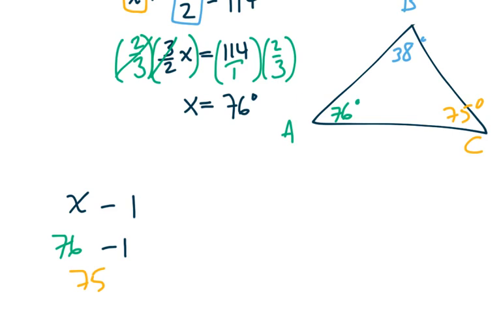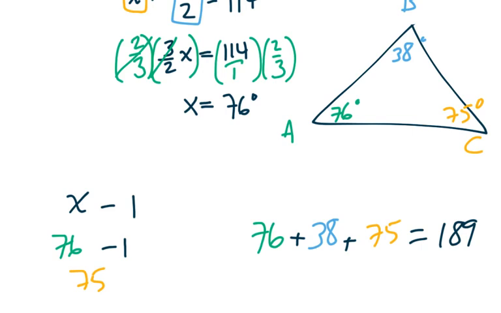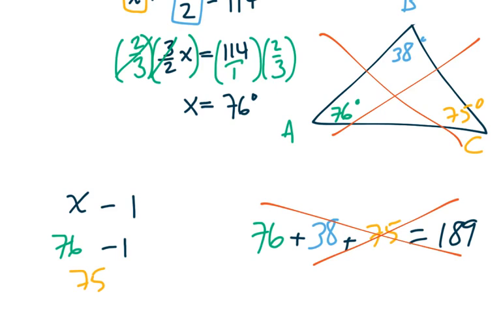So the problem is that when you add 76 plus 38 plus 75, you end up with a total of 189. So you can't have that in a triangle. A triangle can never go above 180 degrees. So these angles, the way they're described here algebraically, cannot form a triangle because the sum is too large.